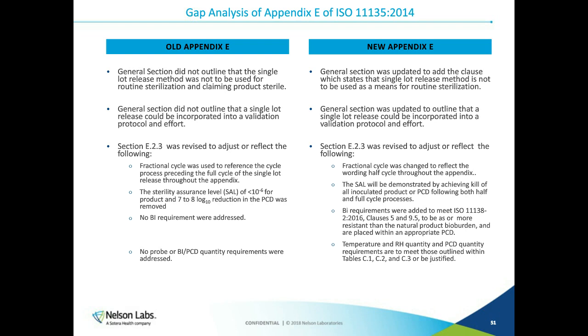BI requirements and probe requirements are now outlined to be followed. The requirements for probes and biological indicators were outlined to follow the tables in Annex C. Prior, there was no reference to that, but you will need to comply either with the Annex C recommendations for probe and BI quantities, or you will need to rationalize those based upon load volume.